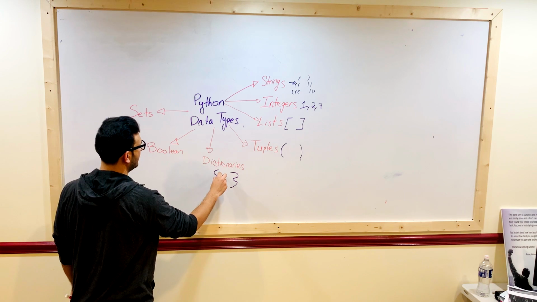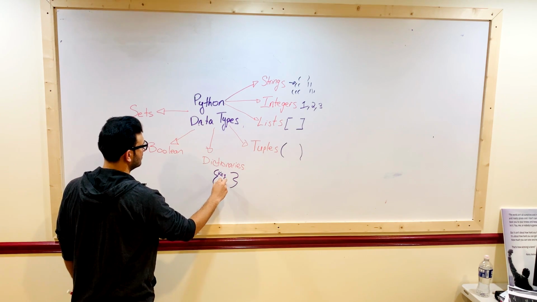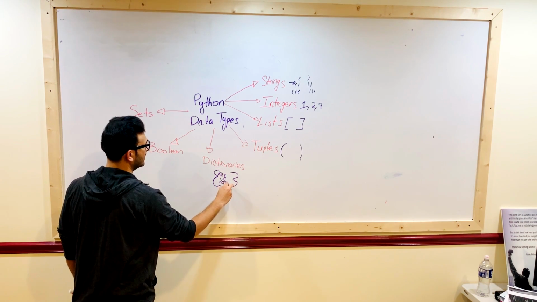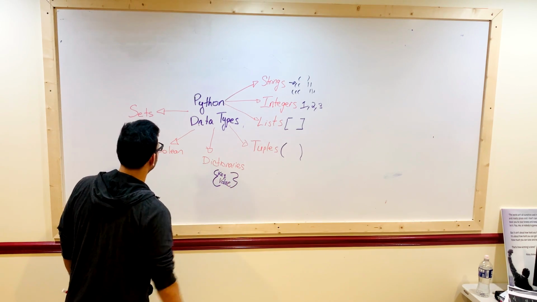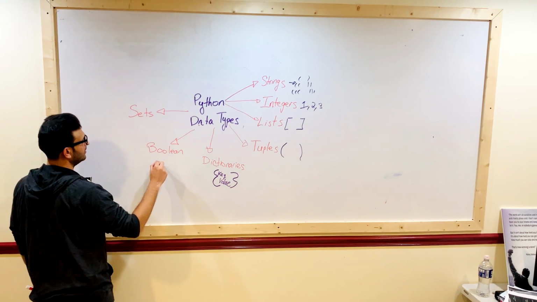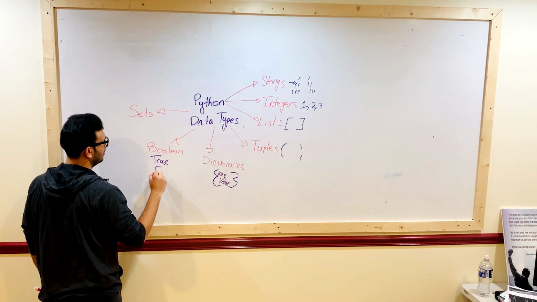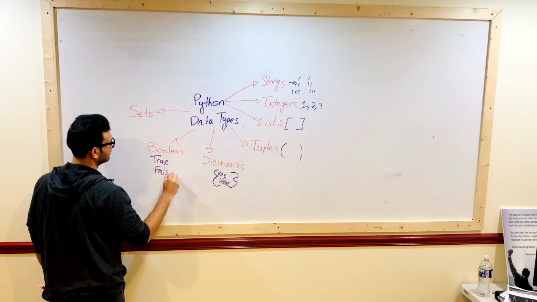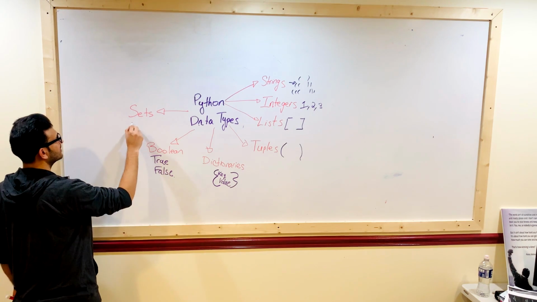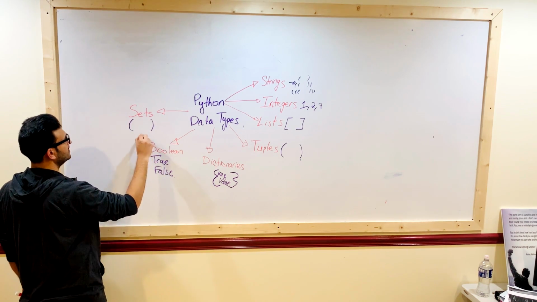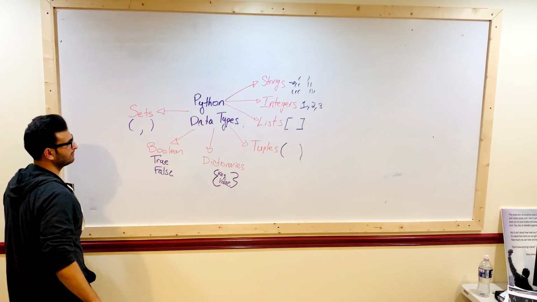They also have key value pairs, but we will get into that later. Boolean values are your true, your false, and your sets are in parentheses separated by a comma.